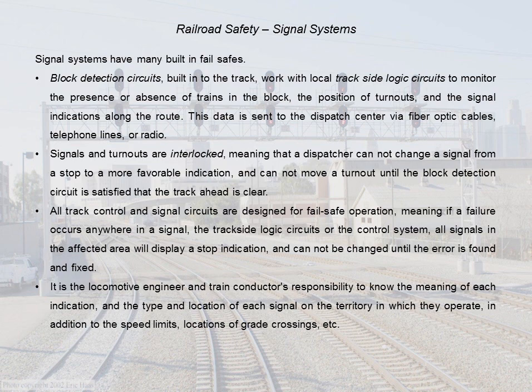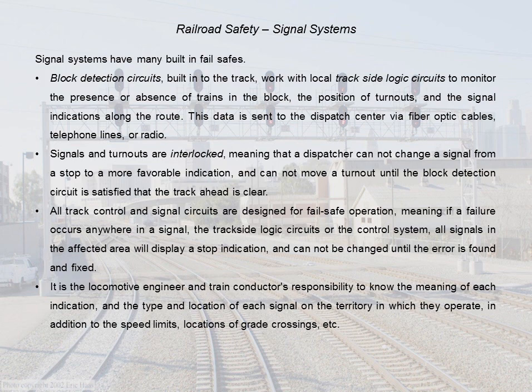Signal systems have many built-in fail-safes. Block detection circuits, built into the track, work with local trackside logic circuits to monitor the presence or absence of trains in the block, the position of turnouts, and the signal indications along the route. This data is sent to the dispatch center via fiber optic cables, telephone lines, or radio. Signals and turnouts are interlocked, meaning that a dispatcher cannot change a signal from a stop to a more favorable indication and cannot move a turnout until the block detection circuit is satisfied that the track ahead is clear.